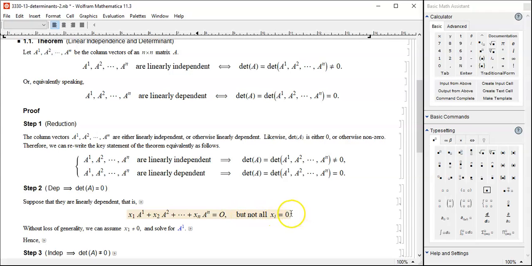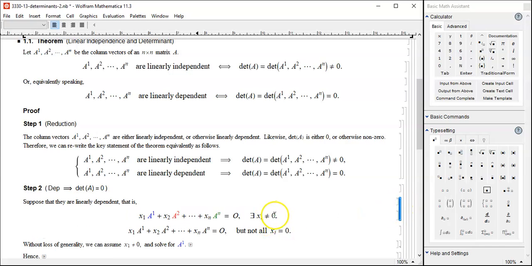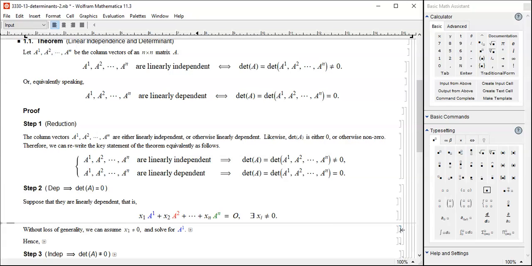So we have to negate. Not all xi are equal to 0. Previously, for linear independence, the conclusion was all xi equal to 0. Now for linear dependence, not all. So that means there's at least one non-zero element. And that's what this one is. At least one, there is some non-zero coefficient. There can be 2, there can be 15, there can be 100, but there should be at least one.